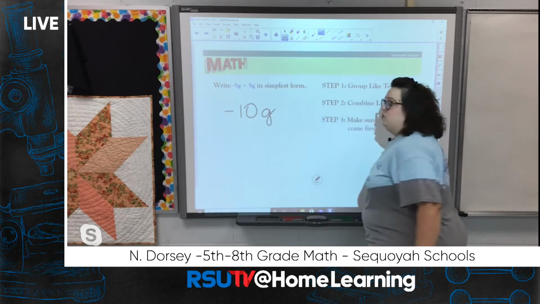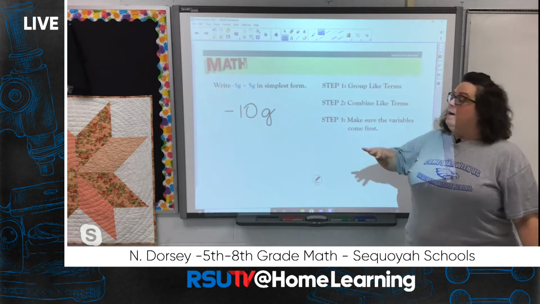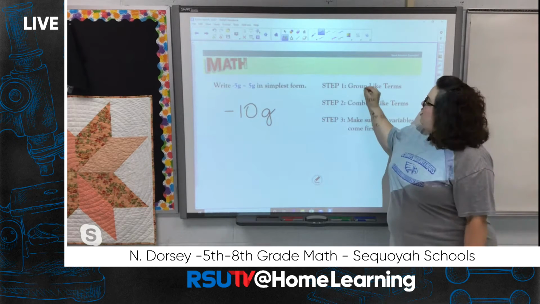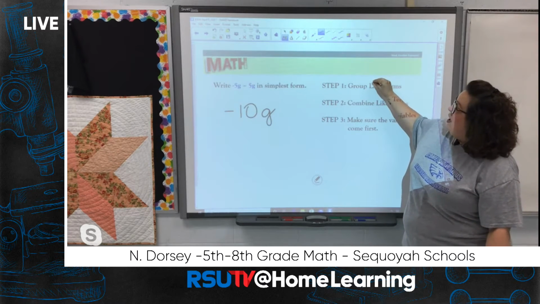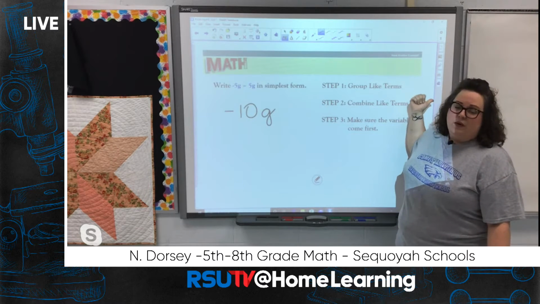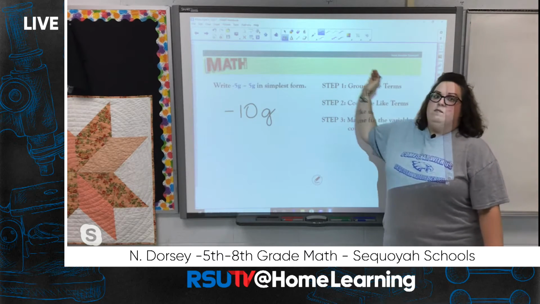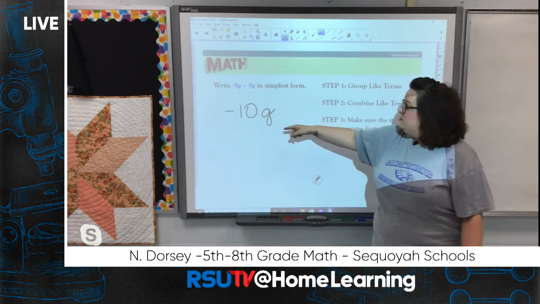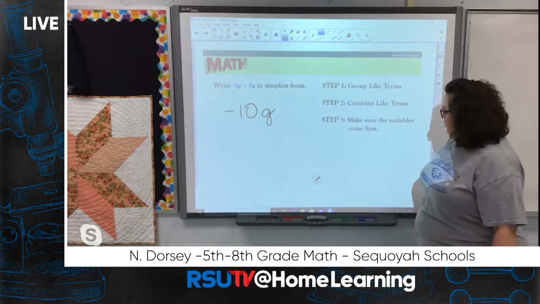-10g. Also imagine on a number line, and we're on -5 right here, and we're subtracting 5 more. We're not going to go towards 0. We're going to go 5 more away from 0, and that's also how we land on -10g.